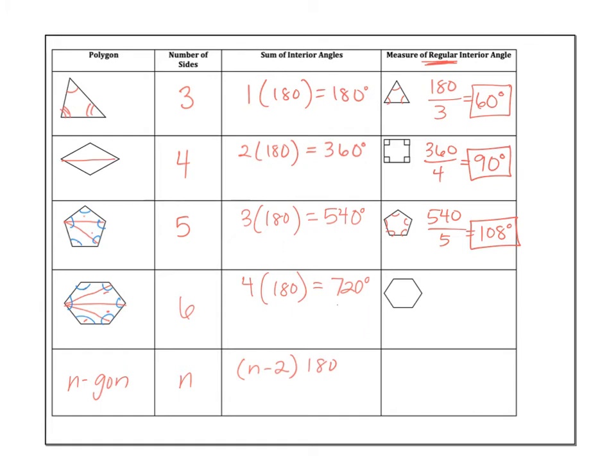Next, we have a hexagon. So take the 720, and if you want to figure out how big one angle is, divide it by 6. That's only if it's a regular hexagon, only if they're all the same size angle. So 720 divided by 6 is 120. So each of those angles is 120. So last but not least, what if we have an n-gon? Well, you take the sum, which was n minus 2 times 180, and you divide it by the number of sides. Whew, that's a lot of info.